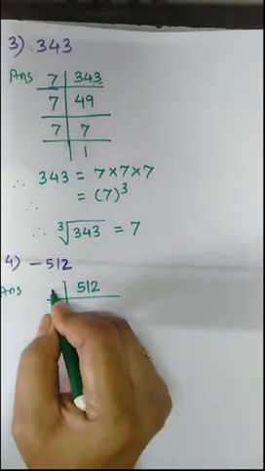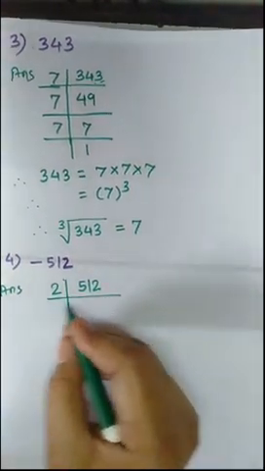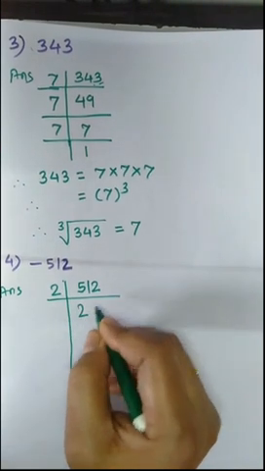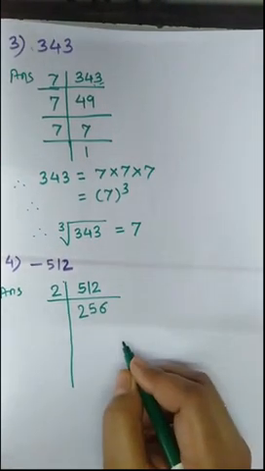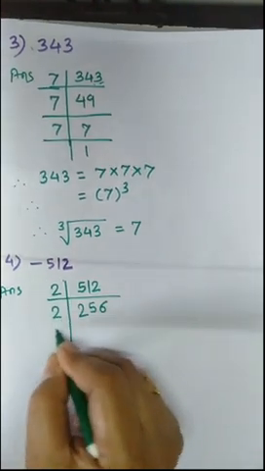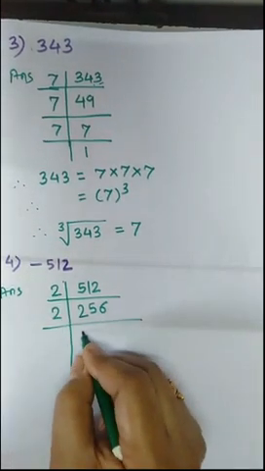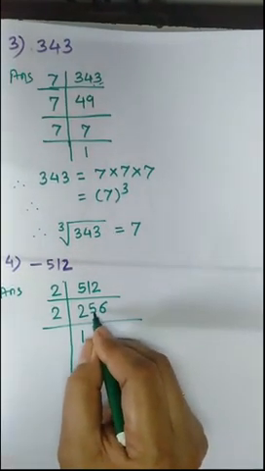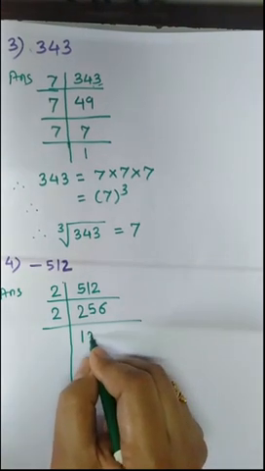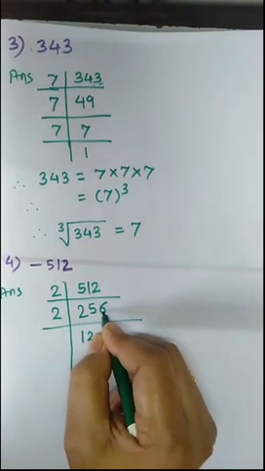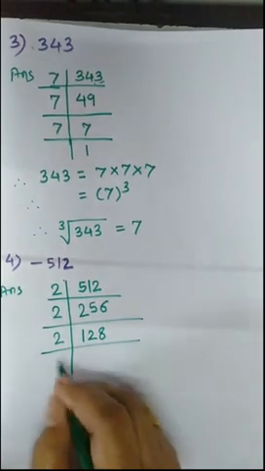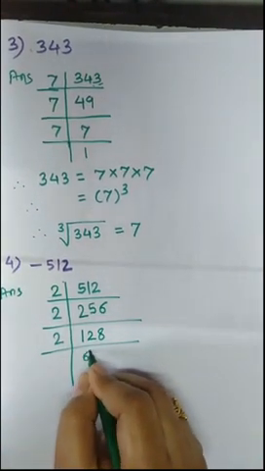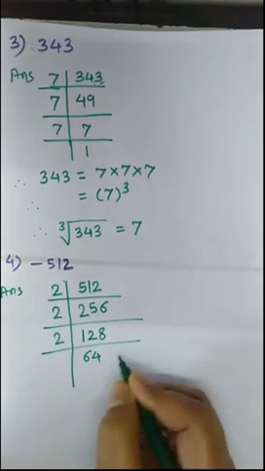512 is an even number, so it is divisible by 2. So 2 2s are 4, 2 5s are 10, 2 6s are 12. Again it is divisible by 2. 2 1s are 2, 2 2s are 4, so remainder is 16, 2 8s are 16. Again it is divisible by 2. So 2 6s are 12, 2 4s are 8.